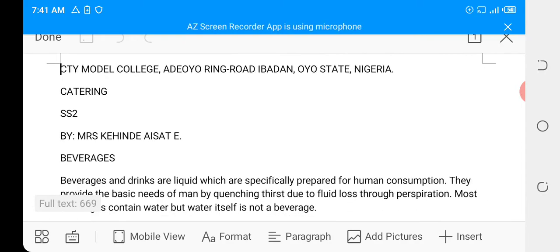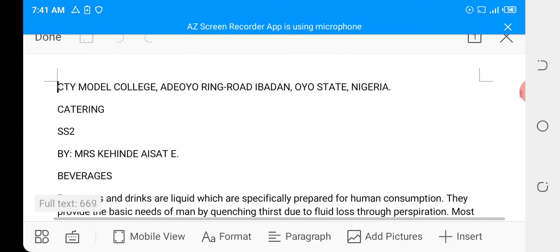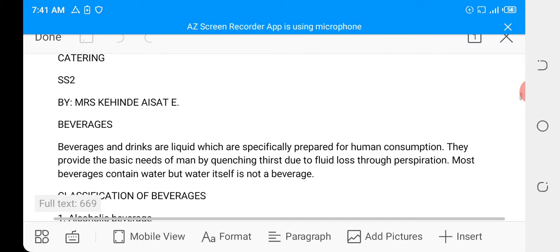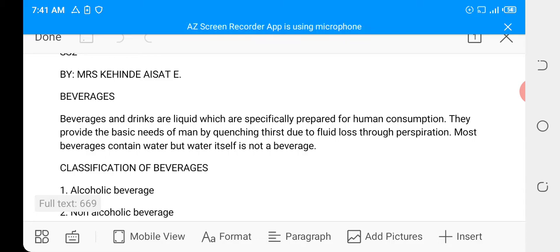Kehinde Aisha. Before we move on to our next topic, in our last lesson, we discussed the topic accompaniment. We discussed the meaning of accompaniment, the meaning of food, table accompaniment, and the advantages of table accompaniment. There's no way you have your meal without having your drink, and that leads us to another topic: beverages.